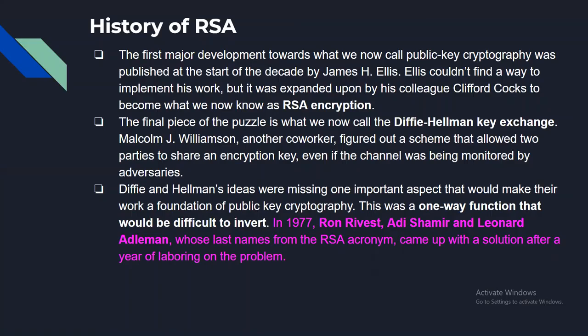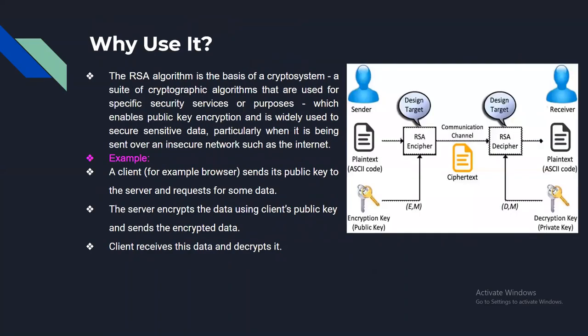So in 1977, Ron Rivest, Adi Shamir, and Leonard Adleman, whose last names form the RSA acronym, came up with the solution, nearly after a year of laboring on this particular problem. Now, why do we use this? This is the RSA algorithm.